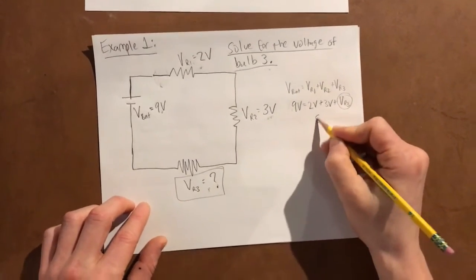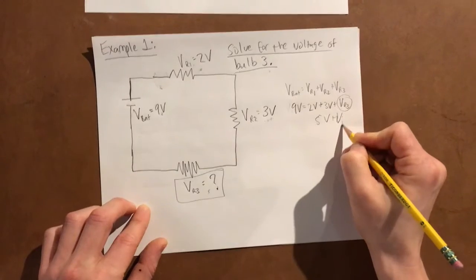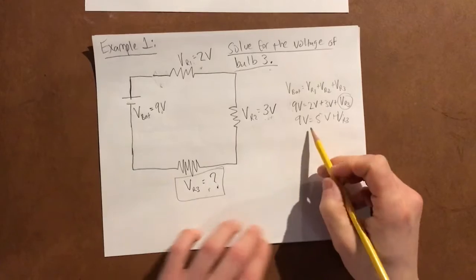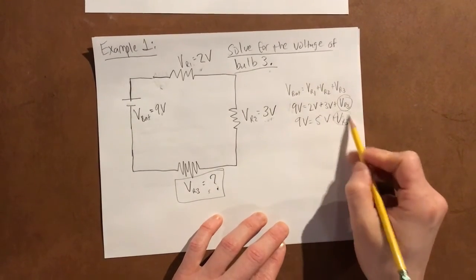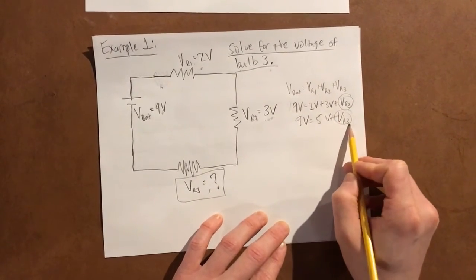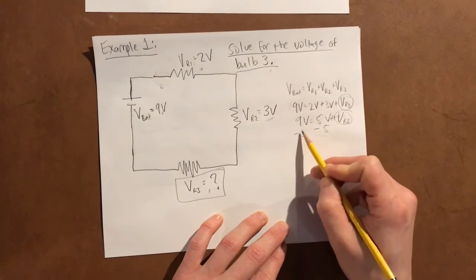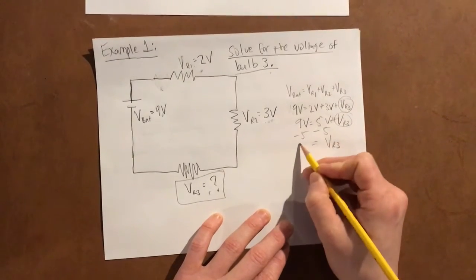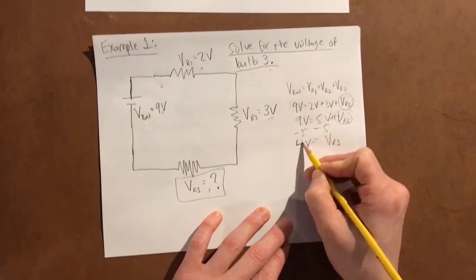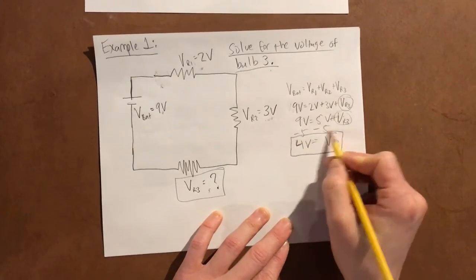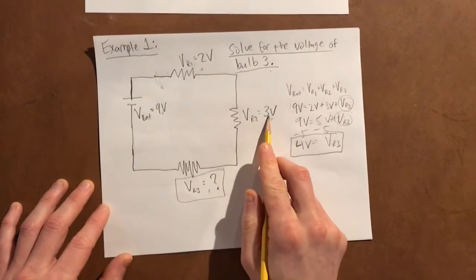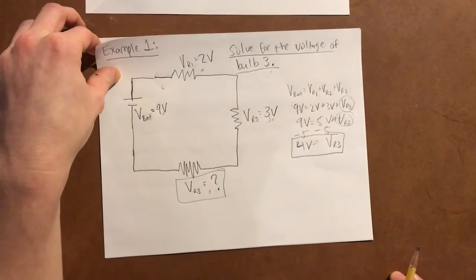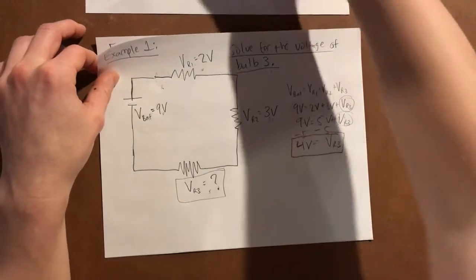So 2 plus 3 is 5 volts. So 9 volts equals 5 plus our answer. We're going to subtract 5 from each side, and that gets the voltage at R3 all by itself. 9 minus 5 is 4 volts. That would be your answer, because 2 plus 3 is 5, plus 4 more gets you 9. So that's how we solve for the voltage of a bulb.